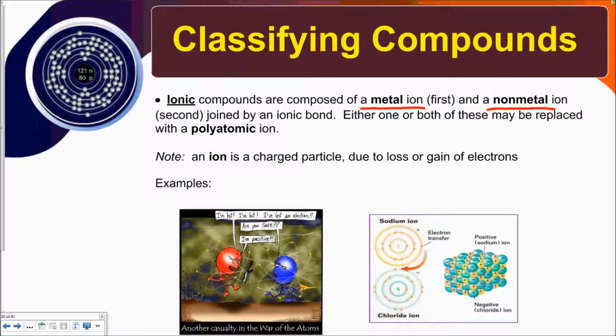Either one or both of these may be replaced by a polyatomic ion. Note, an ion is a charged particle due to the loss or gain of electrons. So examples of ionic compounds would be things like sodium chloride or something like calcium bromide. Notice that the first element is a metal and the second one is a nonmetal.